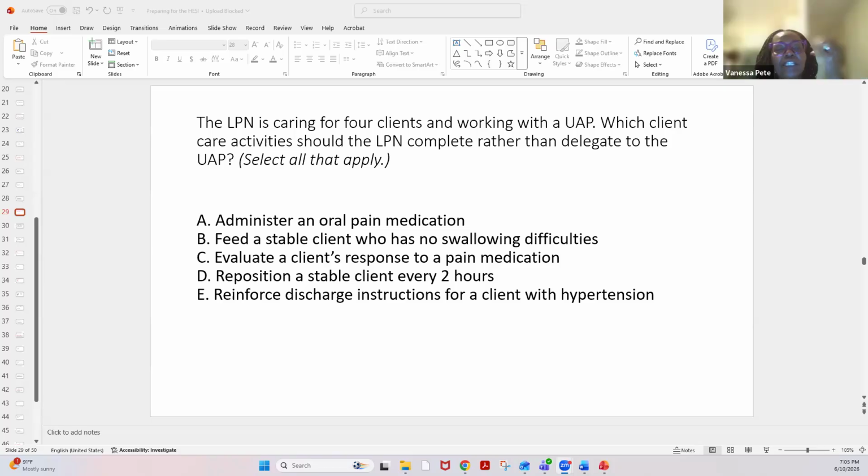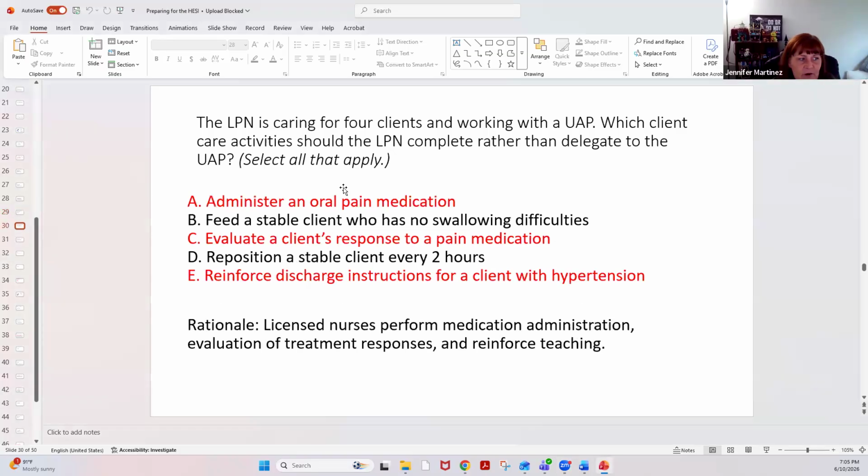A, C, and E. All right. Absolutely. So the LPN is going to give the medication, they're going to evaluate the response, and they can reinforce discharge teaching. The UAP can feed a stable client without swallowing difficulties and reposition a client every 2 hours.